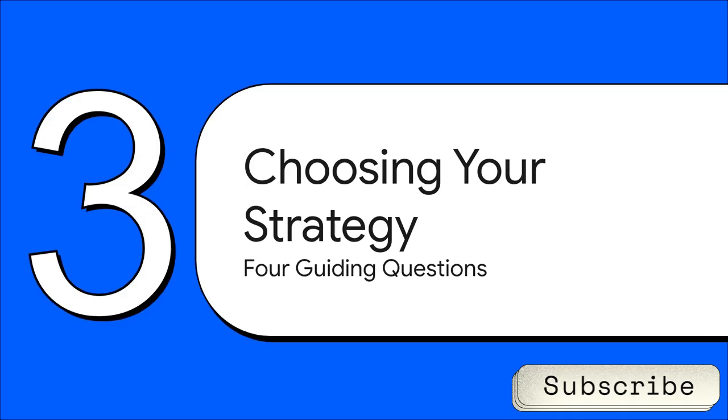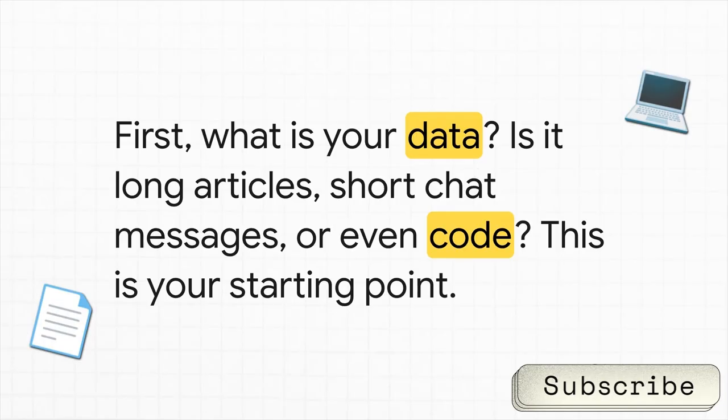Okay, we've seen a lot of methods here, from the super simple to the really complex. So, how on earth do you choose the right one for your project? Well, it really just comes down to asking yourself 4 key strategic questions. First, and this is the most important one, what is your data? The way you'd chunk long-form articles is completely different from how you'd handle, say, short chat messages or structured computer code. The nature of your source material is always your starting point.